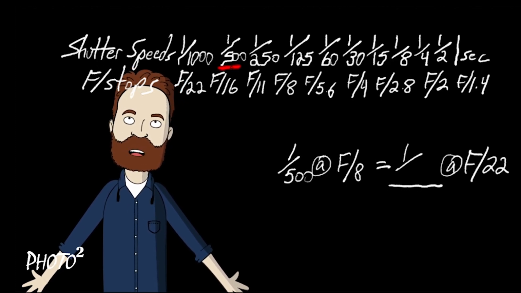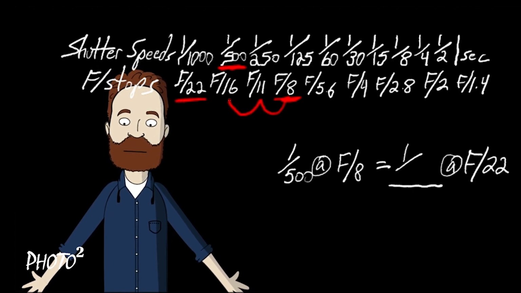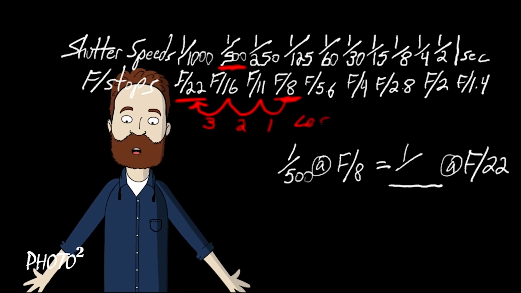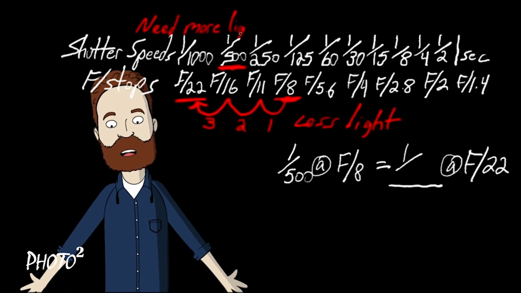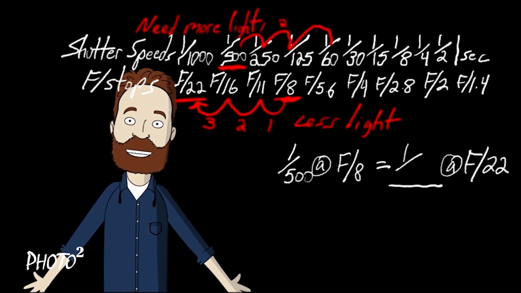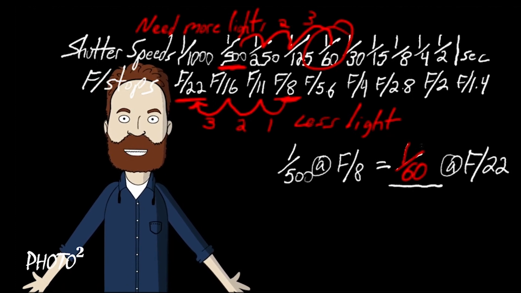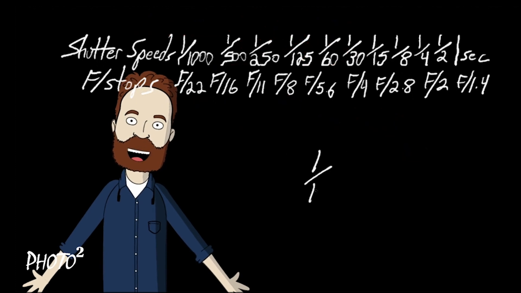We started at 500th at f8, and we're moving to f22. Count the stops. 1, 2, 3 stops over towards less light. So we need 3 stops more light. So we're at 500th. Let's go towards more light. That comes to a 60th of a second. So 1/60th at f22 is the same exposure as the first equation, but I controlled what's in focus. Let's go to the next one.